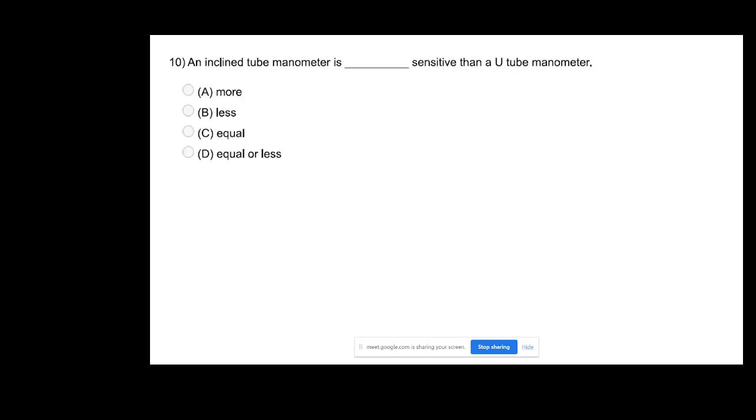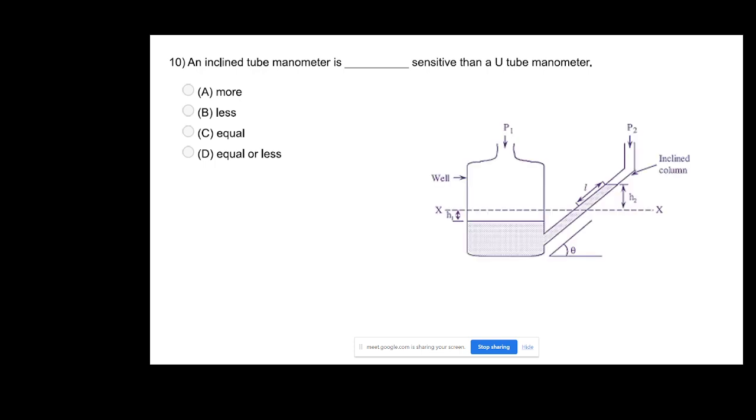Going to the next question. An inclined tube manometer is dash sensitive than a U-tube manometer. To answer this question, we will first understand the mechanism of an inclined tube manometer.